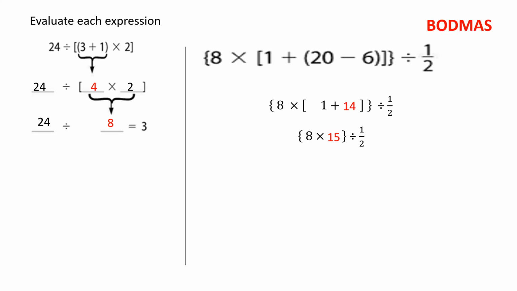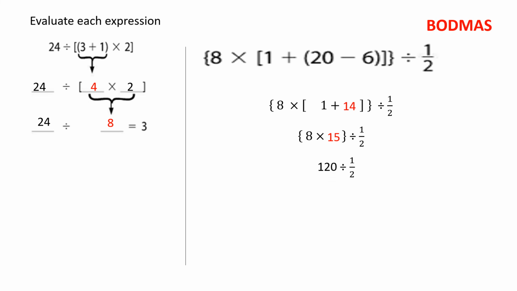After that, what do you have to do? Which inside the braces, which is 8 times 15. 8 multiplied by 15 will be, of course, you can use an algorithm, you can do it mentally, you can use any way. So 8 times 15 is going to be 120 divided by half. Keep it down as it is.